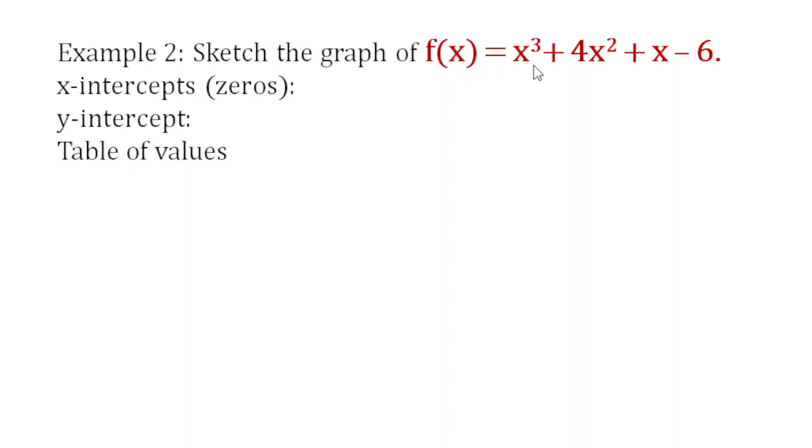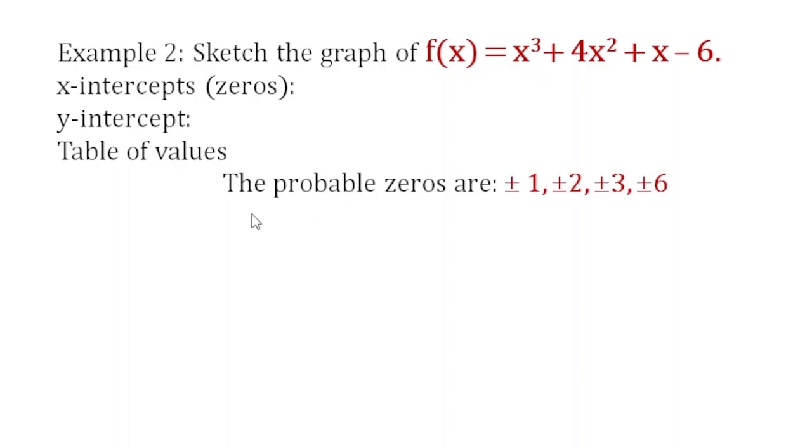Now, to find the x-intercepts or the zeros, we are going to note that the probable zeros of this function are positive and negative 1, positive and negative 2, positive and negative 3, positive and negative 6. Where do these numbers come from? They are factors of negative 6. Since our leading coefficient here is 1, we will just focus on the factors of this constant here.